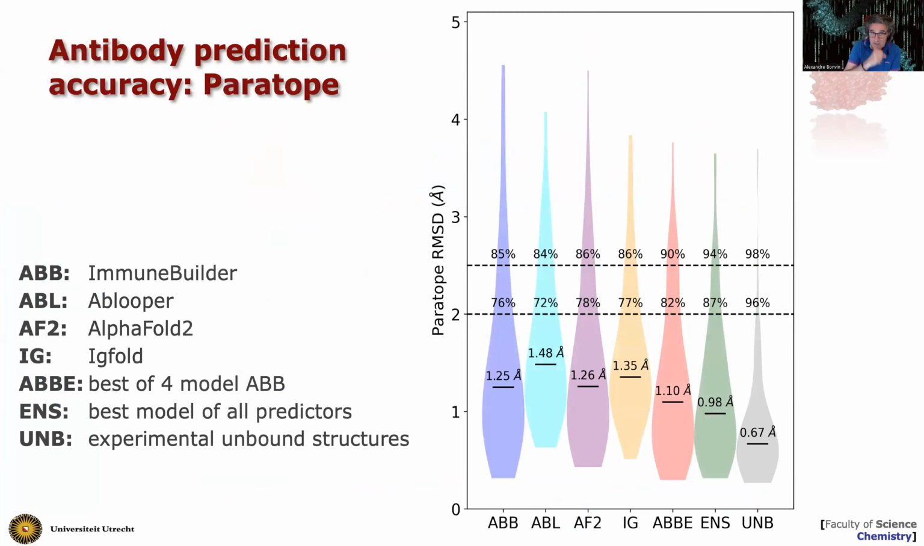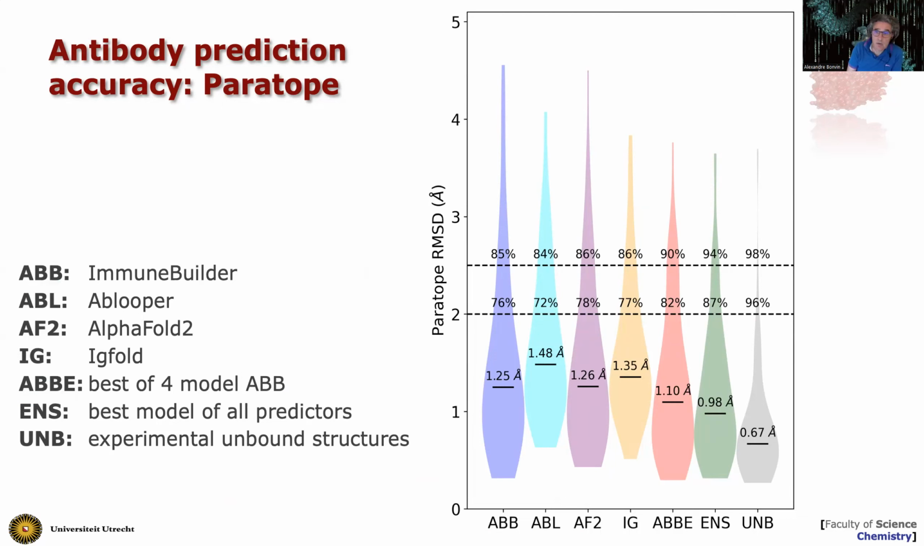So here are the results. Using the different methods that I briefly presented, AB Looper, Immune Builder, AlphaFold, IgFold, you see here a measure of the quality in terms of root mean square deviation, the deviation between the position of the predicted loops and the position of the loops in a crystal structure. So we know the answer in this case. And you see that all the methods are doing quite well. The median RMSD is around 1.4 angstrom.